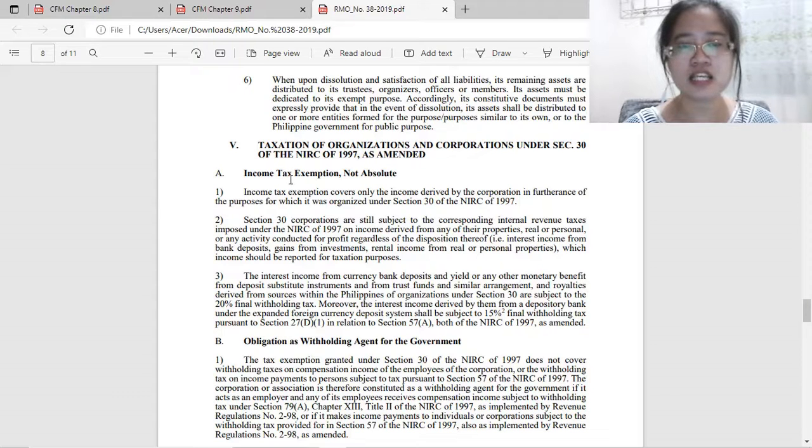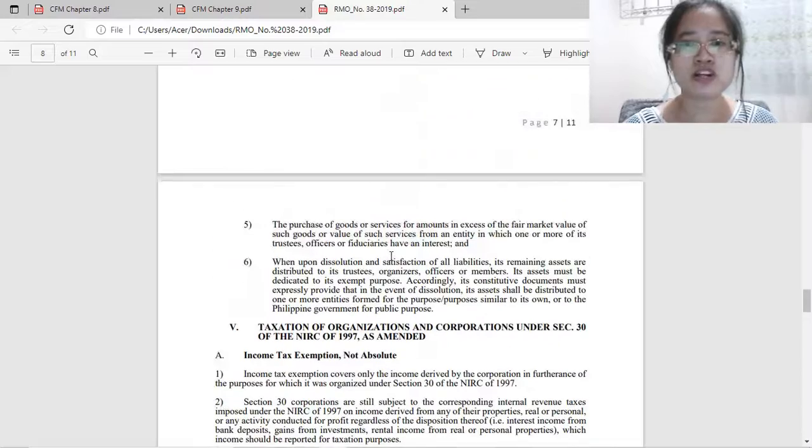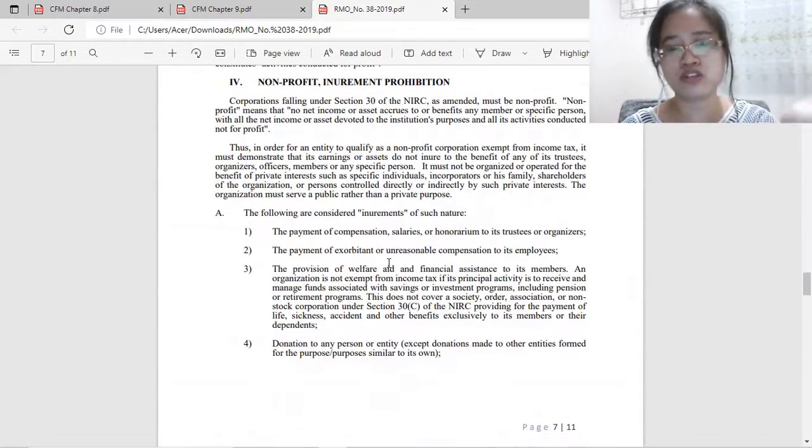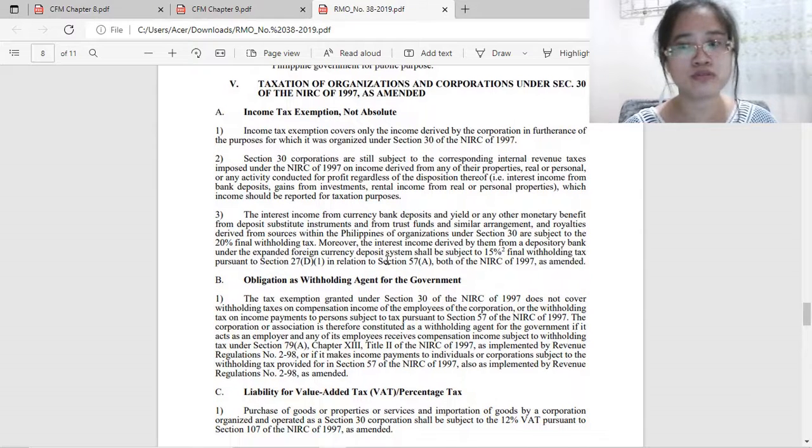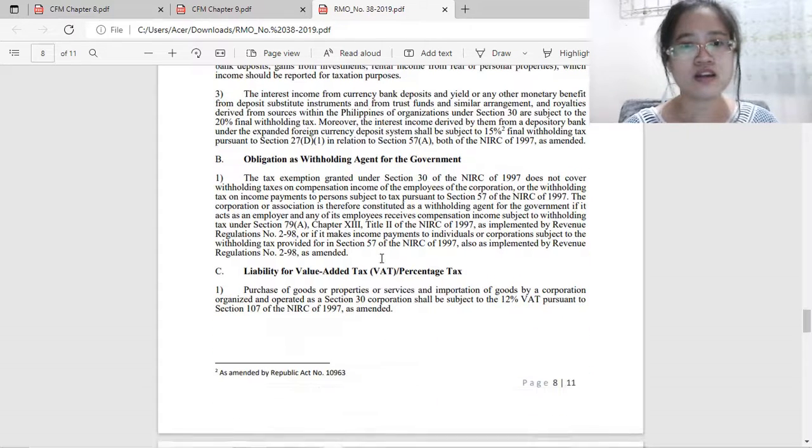Income tax exemption is not absolute. If the BIR sees that there's inurement of benefit to someone, then the exemption may be revoked. If the operation includes other purposes, especially business or for-profit purposes other than the religious or the educational, then it may also be revoked.